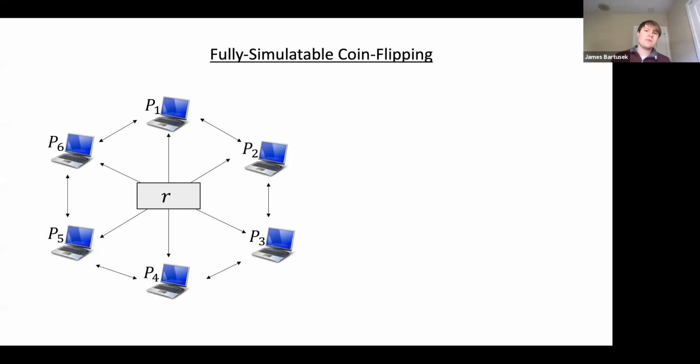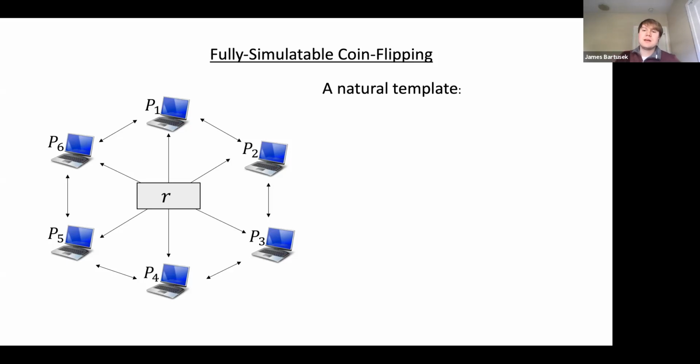So, what's a natural way to try to achieve this? Well, you could have every party pick their own random string, broadcast it, and then set the sum of all these strings to be R. This doesn't work right away because a malicious party could wait to see the honest parties' random strings and then choose its own string based on what it sees in order to bias the outcome.